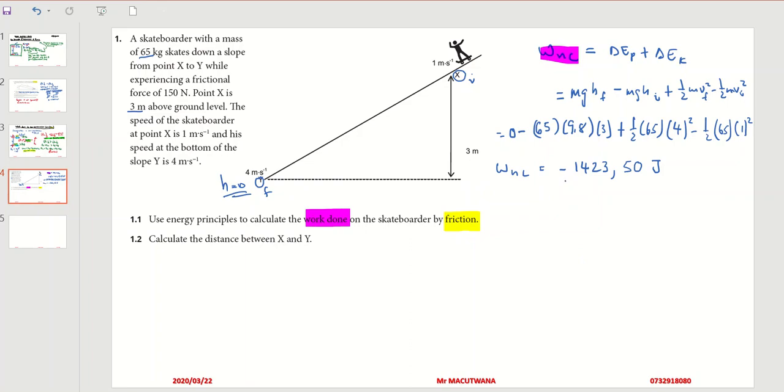Because this is just a scalar, we can leave it as a negative answer. Otherwise, if it was a vector, you write it as a positive answer and you write the direction. So here, this is the work done by the frictional force, and you can see it is negative because friction takes energy out of the system. All right, I will leave 1.2 to you. Please attempt 1.2.